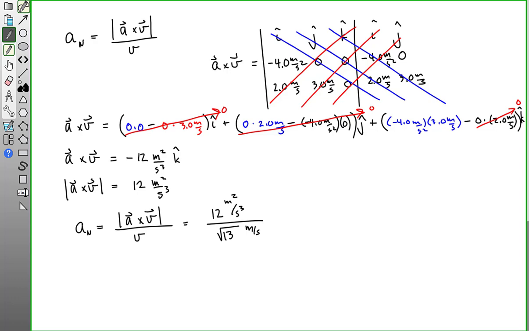Let's simplify some units. A meter in the denominator cancels one in the numerator. A second in the denominator cancels a second in the numerator. And also plugging into my calculator 12 divided by the square root of 13 gives me 3.3 meters per second squared.